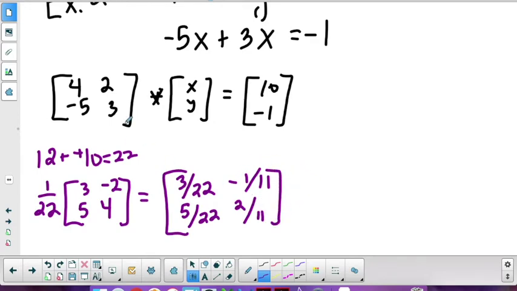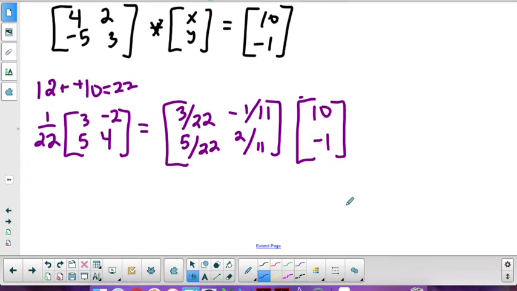And basically, I really don't need to show on the left that it's multiplying to get 1, 0, 0, 1. We know it is. If we've done our inverse right, that's what makes it cancel. So I'm going to take my inverse, and really, I'm just multiplying it times my answer matrix. So after I go through the whole inverse, I'm just doing my regular multiplication now. So that's 3 over 22 times 10, so that's 30 over 22, plus across and down 1 over 11.